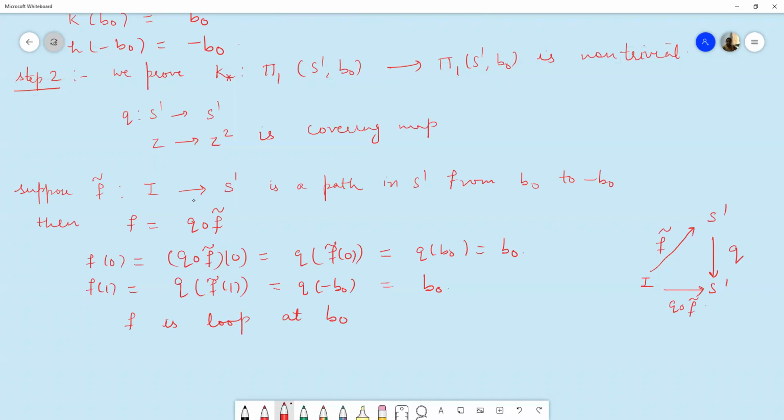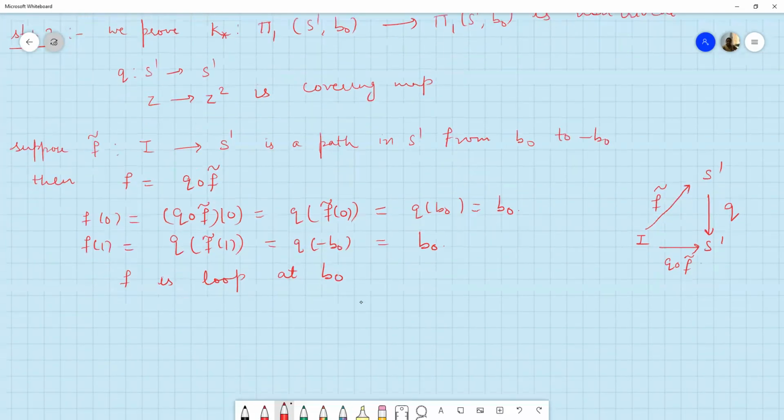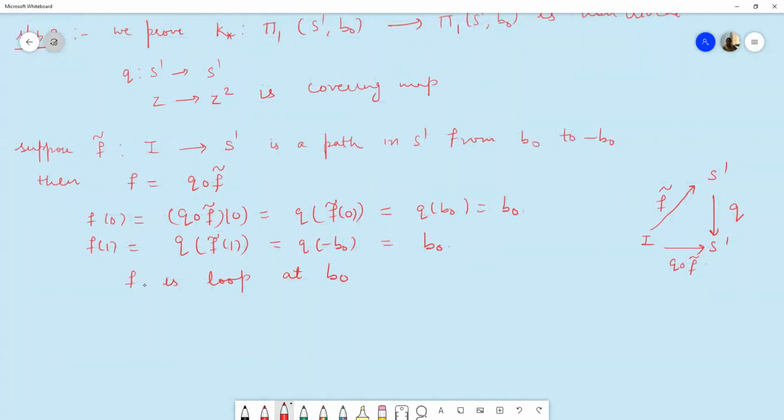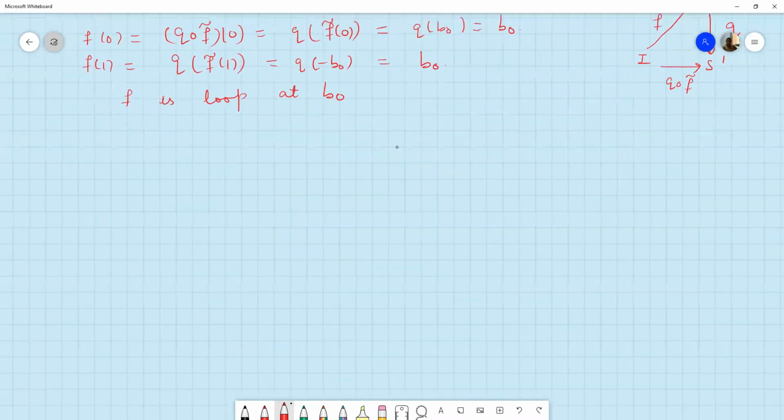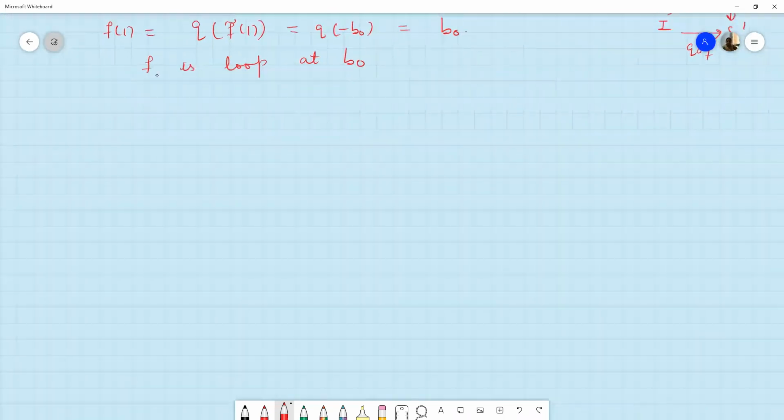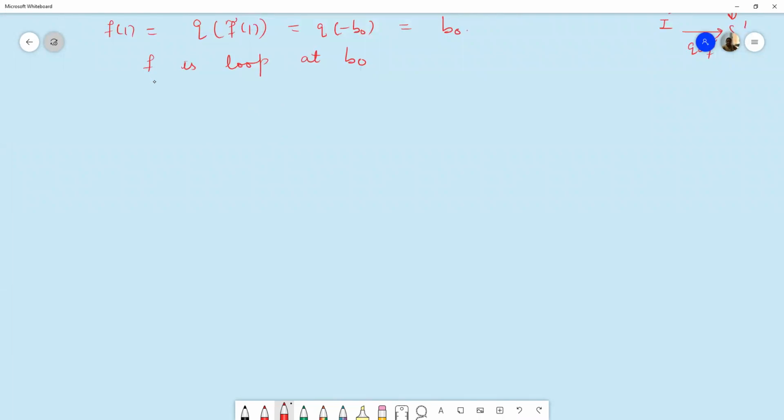Now we have to prove that K star is non-trivial. So we will prove that now. Since this F is a loop based at point B0, its path homotopy class belongs to pi 1 S1 B0. We will prove that under K star, the image of the path homotopy class of this F is non-trivial. So we start with this K star F.